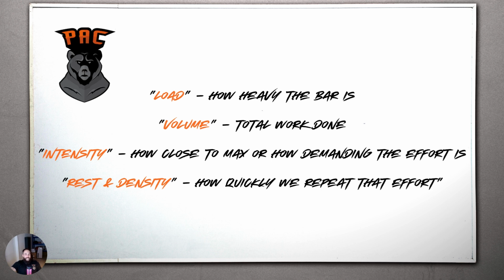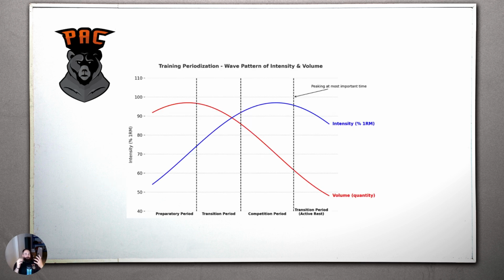And how do I decide this? I look at three parameters: the phase. Are we accumulating volume, intensifying, or peaking, based on the season? So that's where you can see here: are we in the preparatory period, transition period, competition period? Then the feedback: how's the recovery going for my athletes? And what's the goal? Are we changing strength, power, endurance, conditioning?